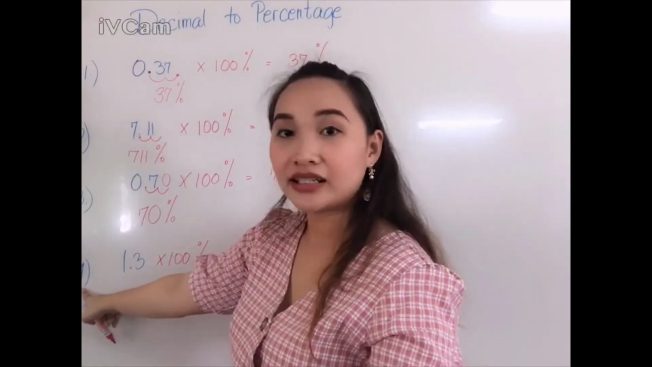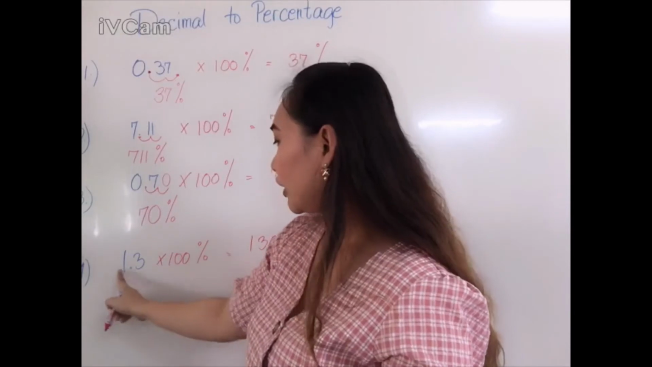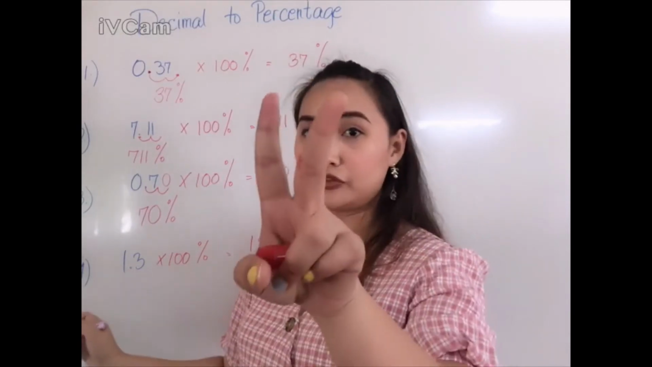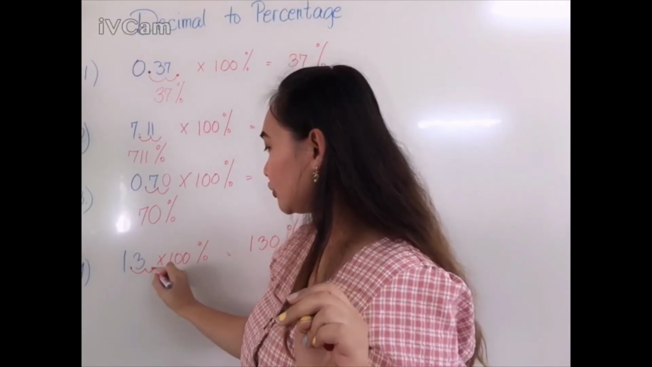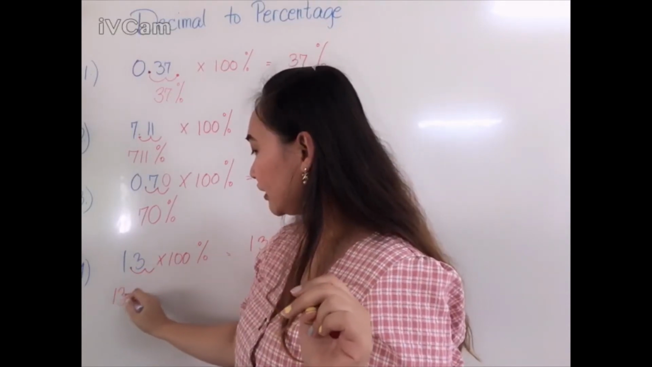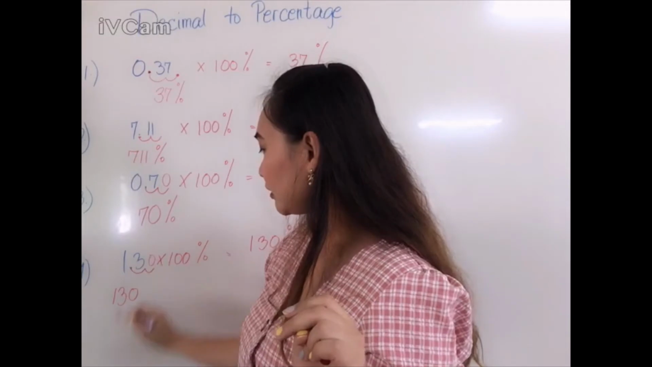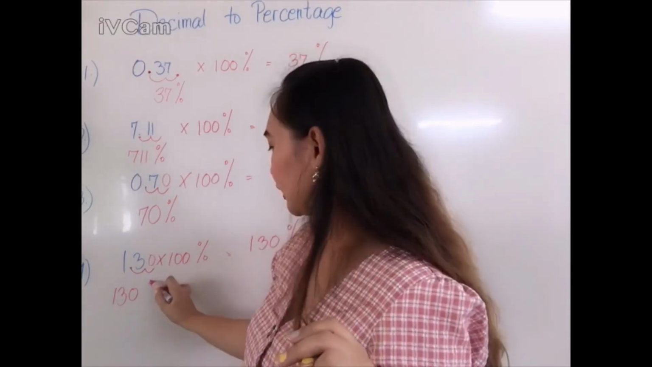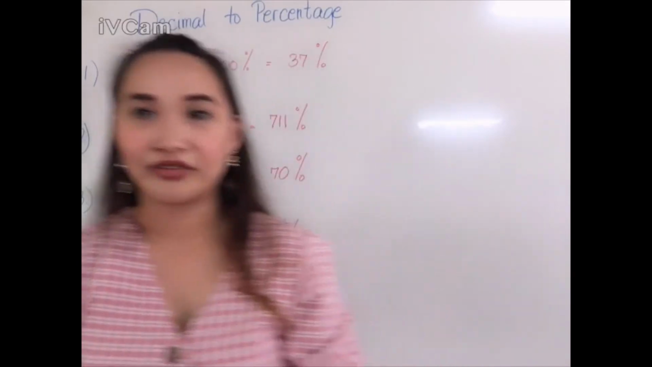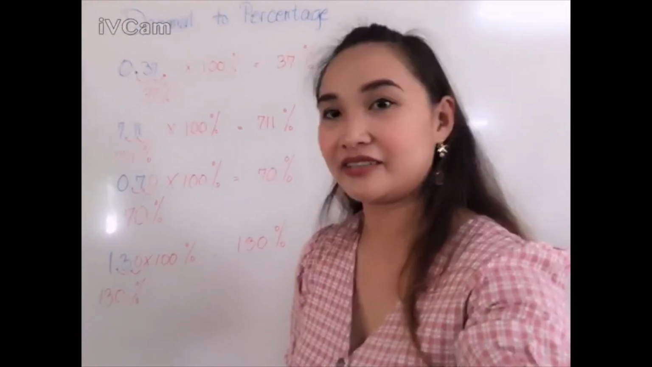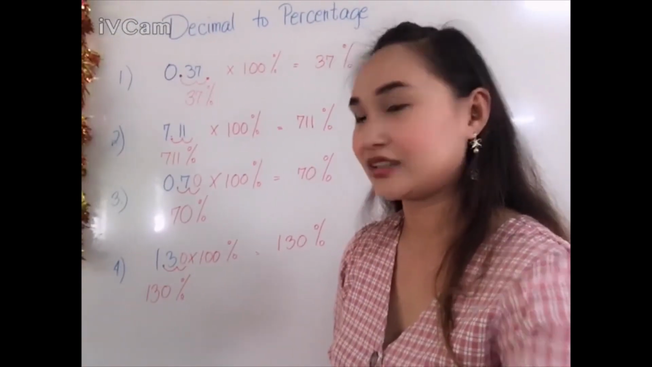Alright, next number 4. 1.3. Move 2 decimal places. So from here, 1 and 2. So that is 130. You add 0, 130%. Alright, so that's it. It's very easy, right?